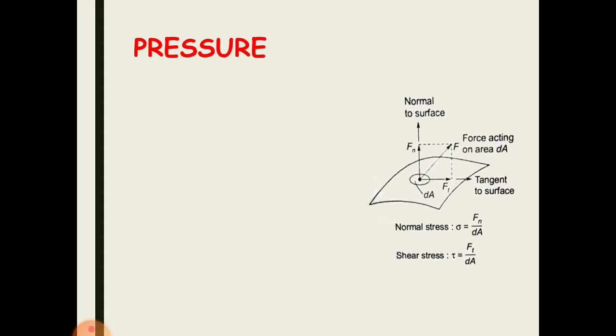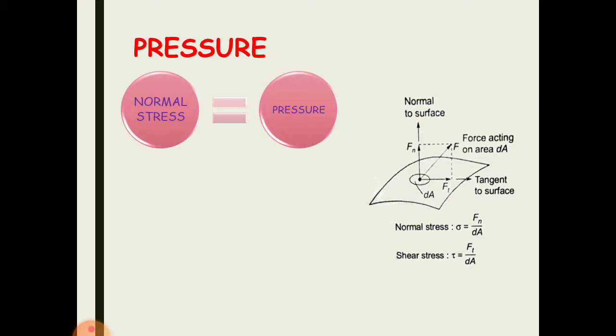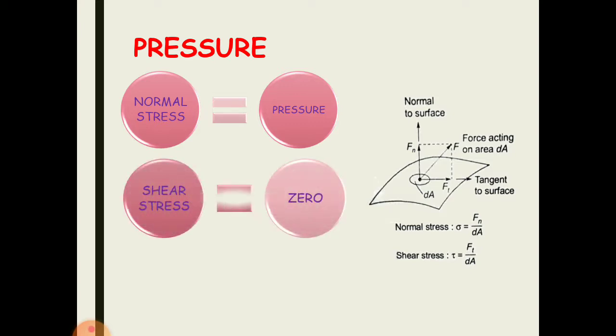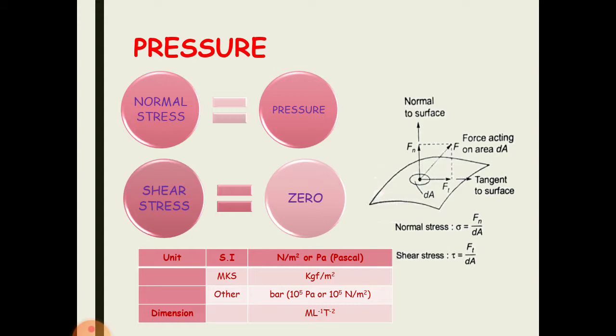In a fluid system, when the fluid is at rest, then the normal stress is known as pressure. Since fluid cannot sustain any amount of shear stress when it is at rest, the tangential stress or shear stress in the fluid is taken as zero. Since pressure is the ratio of force and area, its unit will be Newton per meter square. The unit Newton per meter square is also written as pascals, bar and in many other units.